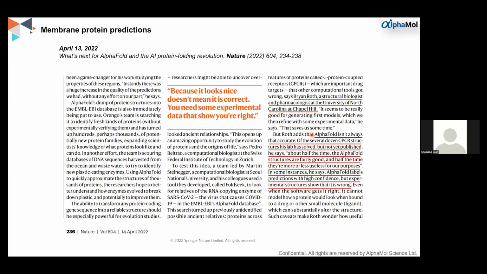He has also resolved dozens of GPCR structures in his laboratory, which have not been published. He says that about half of the time, AlphaFold structures are very good and acceptable, but half of the time they are more or less useless for their purpose. In some instances, AlphaFold labels predictions with high confidence, but the experimental structures show they are totally wrong. That is even more evidence that AlphaFold doesn't perform so satisfactorily for membrane proteins, especially G protein-coupled receptor structure predictions.